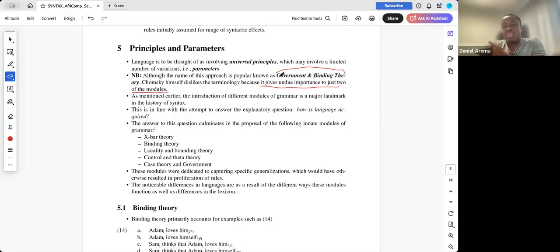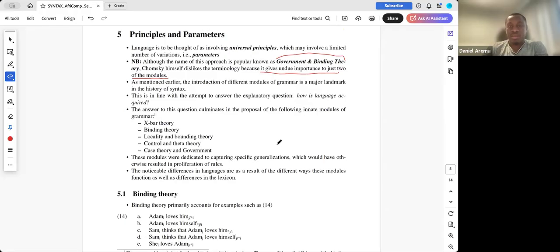So he was the one who gave a topic. He had a topic for his paper, or rather his talk, on government and binding theory, right? But as time goes on, there were many other principles, but people just picked the title of that lecture, which is government and binding theory, and people use it today. But I will continue to use principles and parameters because that gives a wider scope of what the theory is all about.